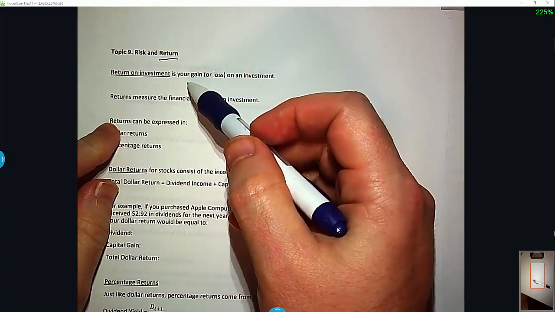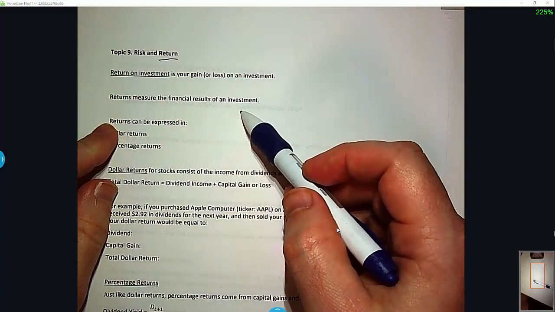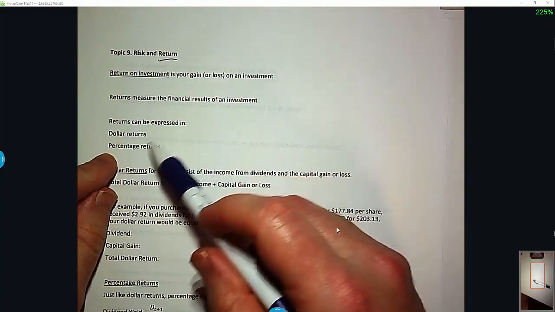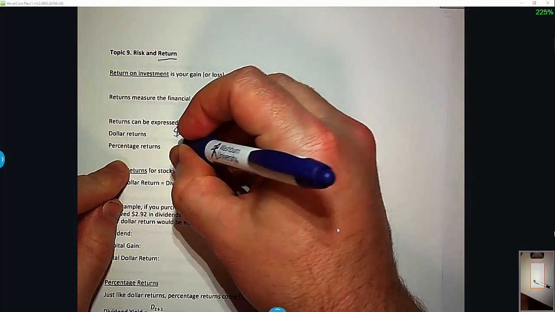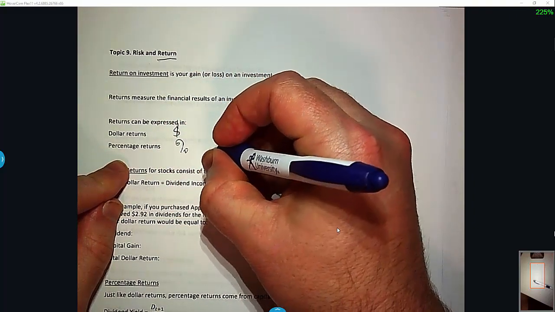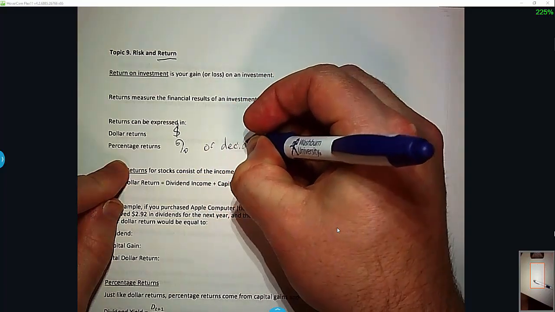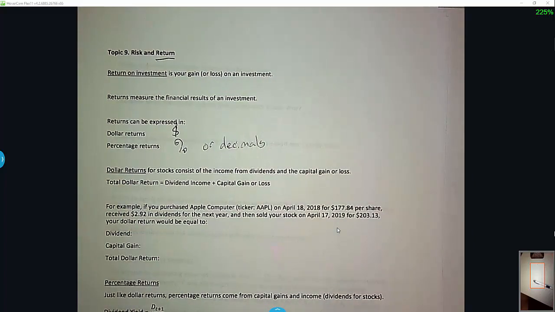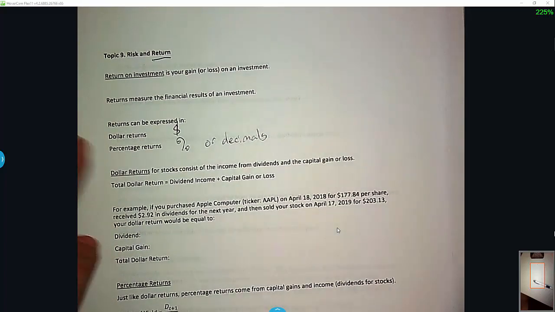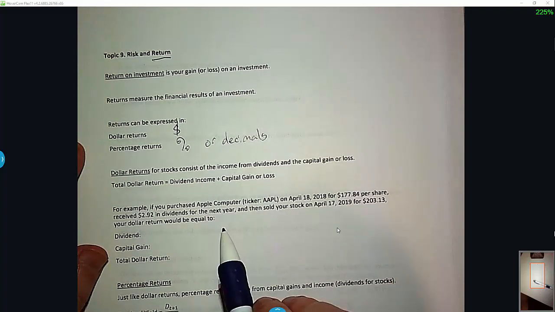the return on an investment is your gain or loss on an investment. Returns measure the financial results of an investment, and returns can be expressed in dollar returns, so they'll be in dollar amounts, or percentage returns or percentages, or sometimes we just use decimals. Dollar returns for stocks consist of the income from dividends and the capital gain or loss. So the dollar return is equal to the dividend income plus the capital gain and loss for the stock.